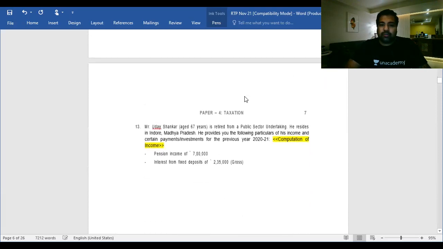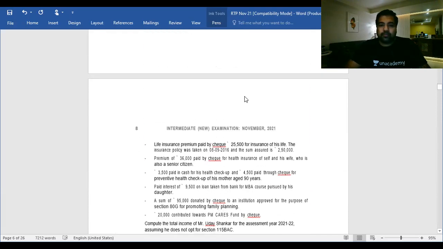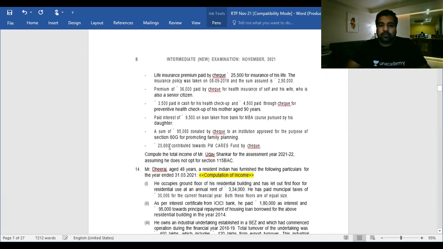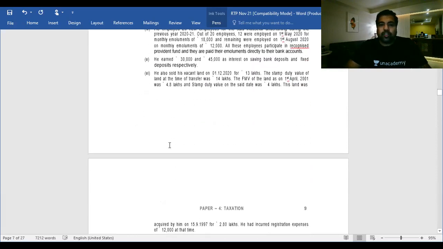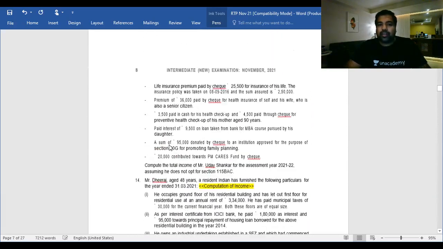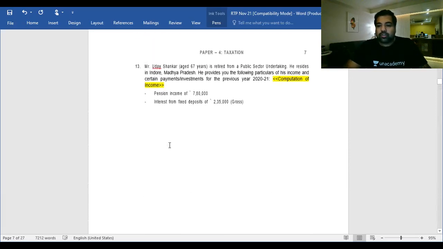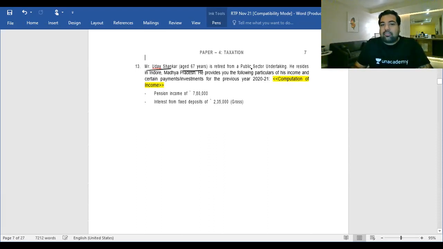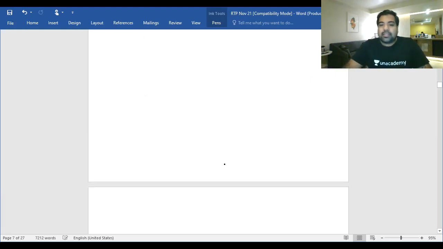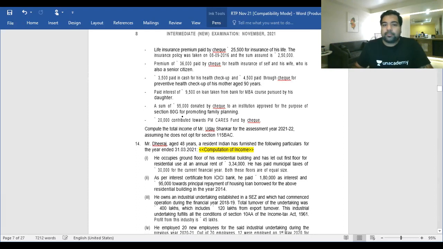Let's look at the next question. So there is 13, 14, and 15. Let's look back to back with all the three questions. Mr. Uday Shankar, who's 67 years old, is retired from a public sector undertaking. He resides in Indore, Madhya Pradesh. He provides you the following particulars of his income and certain payments, investments for the year 2021. Let's see now what are they requiring.